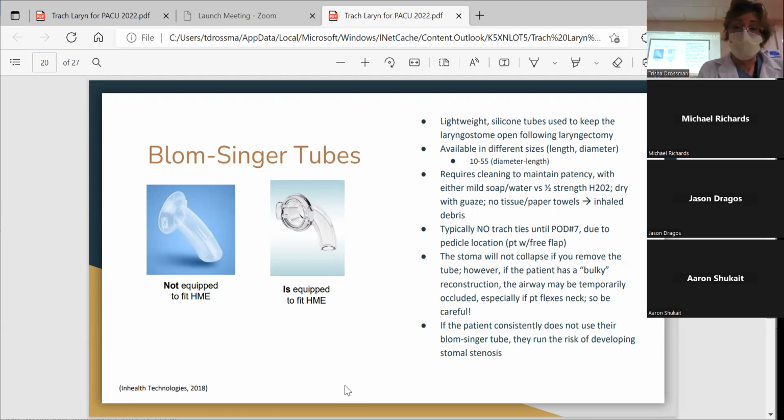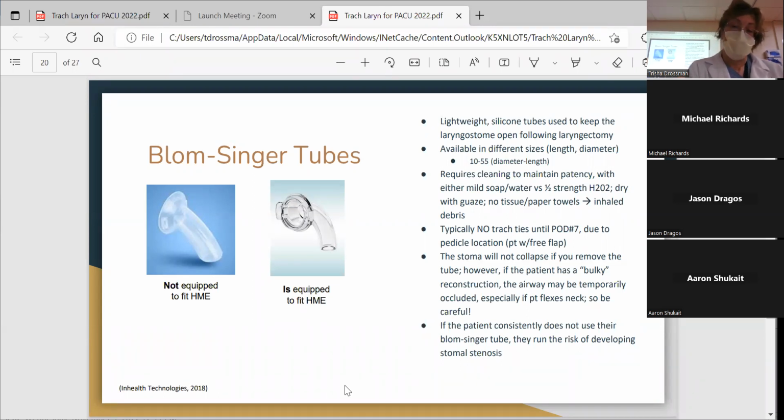They do need to be cleaned. They get blocked with secretions and such. To clean them, you can use a trach brush. You can also use the little oral swabs with the sponge. Those work really well to clean them. If you don't have any of the little brushes, you can use soap and water. We usually tell patients, or in the hospital up on 4B, they'll use half strength hydrogen peroxide. You can also use saline.